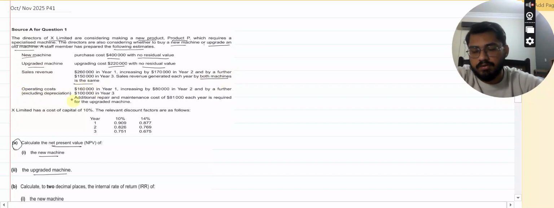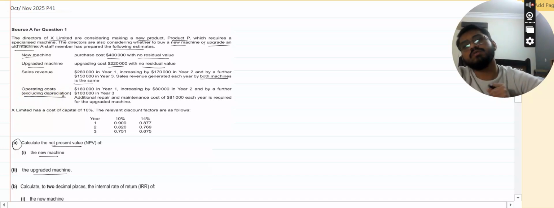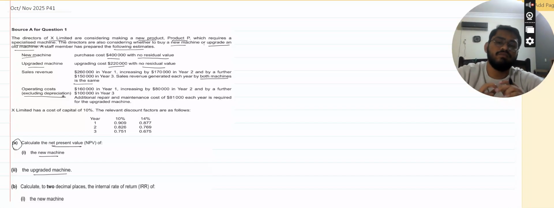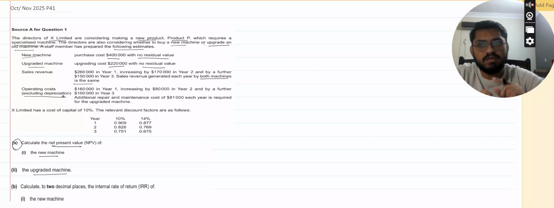About the operating cost, it says that these operating costs are exclusive of depreciation. Now one thing that we need to keep in our mind is that whenever we are solving a question for NPV, we are always supposed to plot the cash flows. Depreciation, even though it is an expense, is a non-cash expense. It never results in actual outflow of cash. So we never consider it as an expense or as an outflow when making the calculations for NPV.